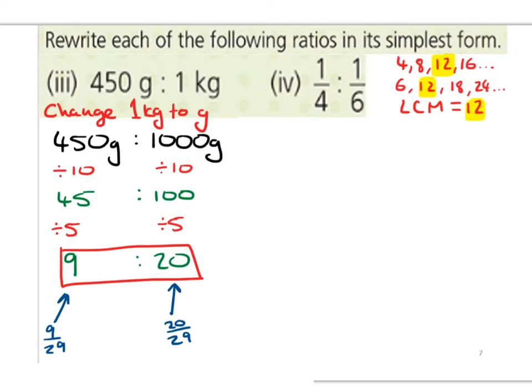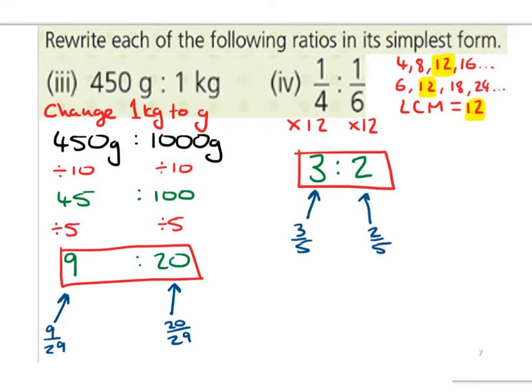So I'm going to multiply the left-hand side by 12 and the right-hand side by 12. So a quarter multiplied by 12 is the same thing as a quarter of 12. And a quarter of 12 is 3. So a quarter multiplied by 12 is 3. And then a sixth multiplied by 12 is the same thing as a sixth of 12, which is 2. So this ratio simplifies as 3 to 2. So 3 plus 2 is 5, so this 3 represents 3/5 of the whole amount, and this 2 represents 2/5 of the whole amount.